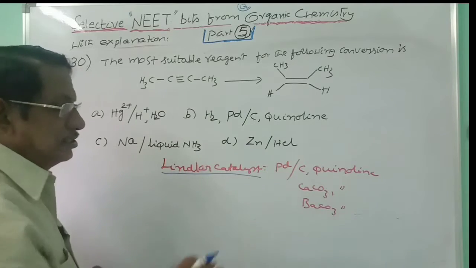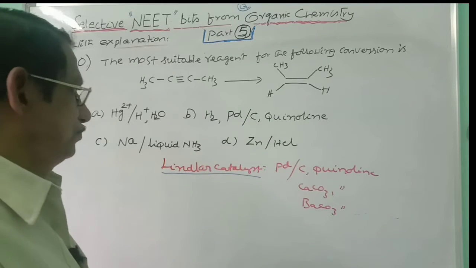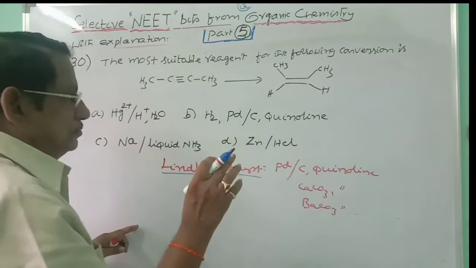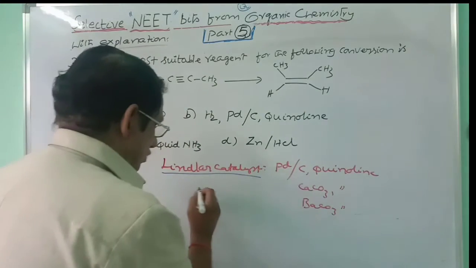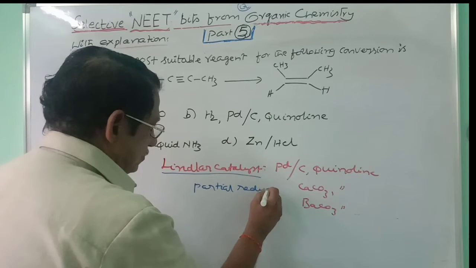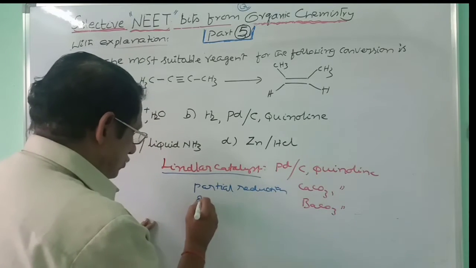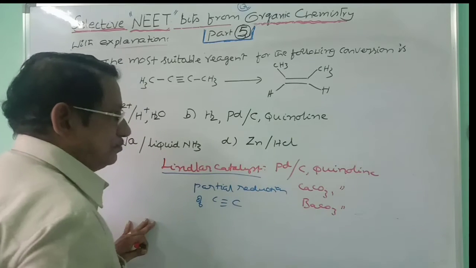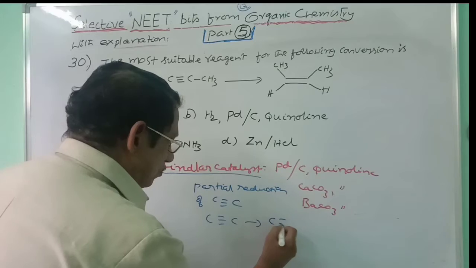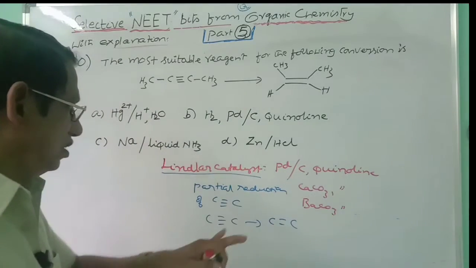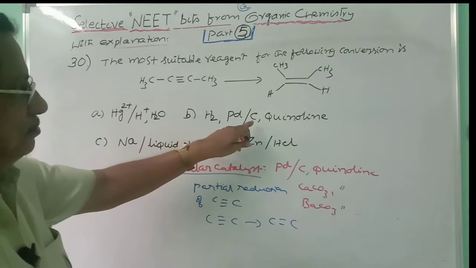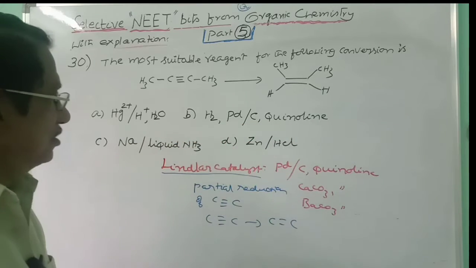This will be giving stereospecific addition. Whenever Lindlar catalyst is used, in the addition of hydrogen, only partial reduction will be taking place. Partial reduction of C triple bond C. That means here C triple bond C will be converted into C double bond C. This is what you call partial reduction. So hydrogen is used here. Palladium, carbon, quinoline, this is Lindlar catalyst.